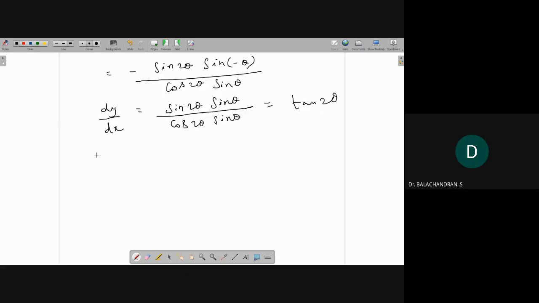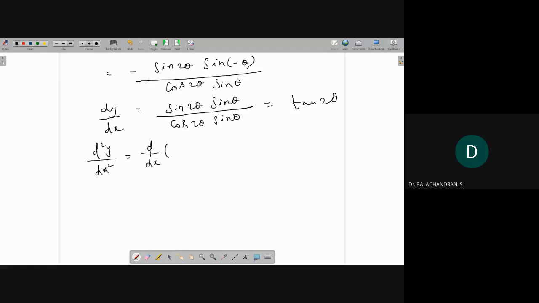The second derivative, anybody got the second derivative? 2 secant square 2 theta into d theta by dx. You are telling the final answer? Second derivative? 2 secant square 2 theta into d theta by dx. Okay, we'll check it. Please write.